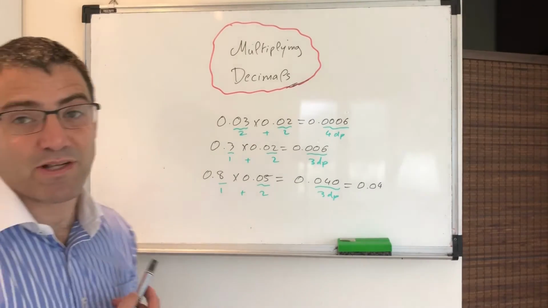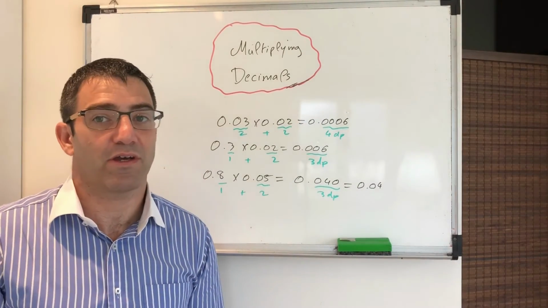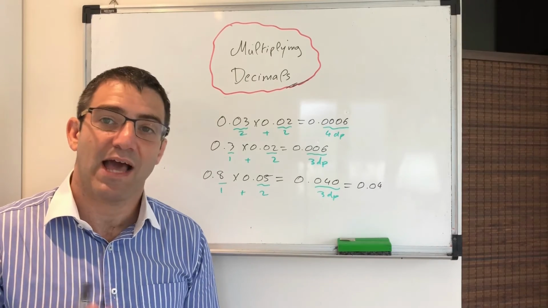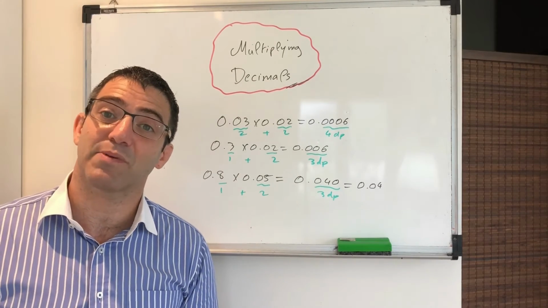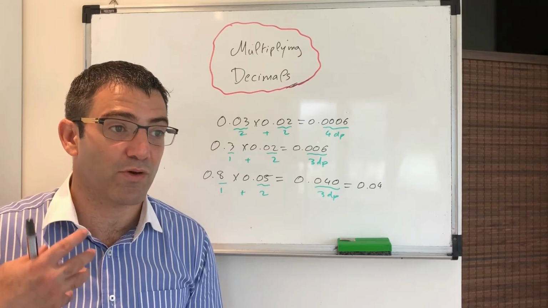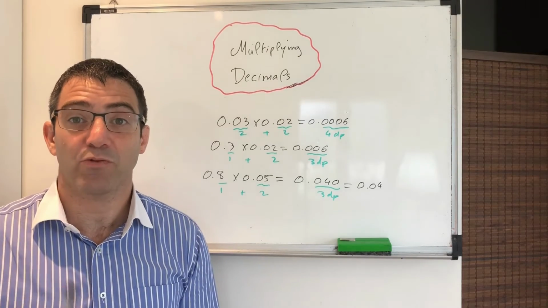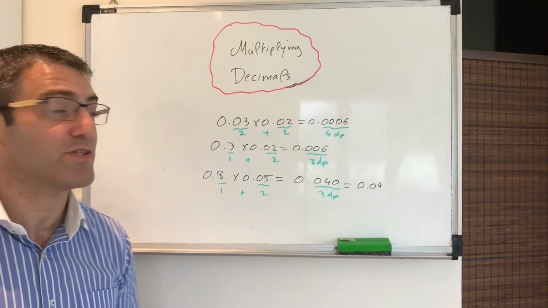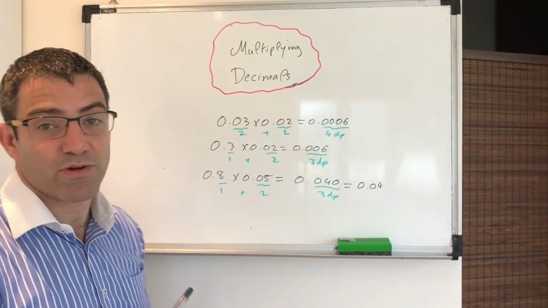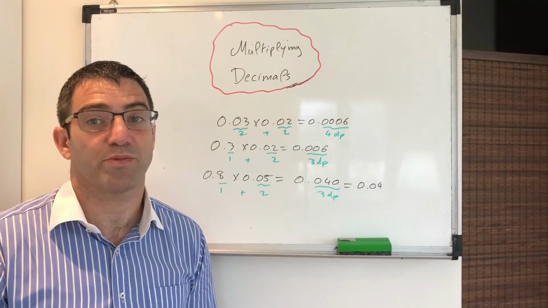So this is how you multiply decimals. It's not too tricky, okay? You just need to count the decimal points, add them together. So treat them like same multiplication. So knowing your times tables is important. And then once you know that, just add the decimal points together and you'll be on your way. And this won't be tricky for you.